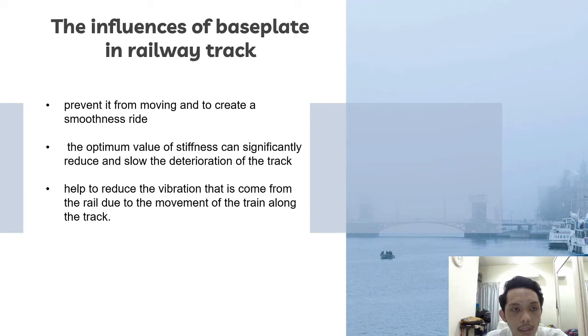And next point is the optimum value of stiffness can significantly slow the deterioration of the track. So by having an optimum stiffness, it can reduce the degradation of track. Next, baseplate also helps to reduce the vibration at the rail due to the movement of the train along the track. So this is one of the advantages of implementing baseplate in railway track.